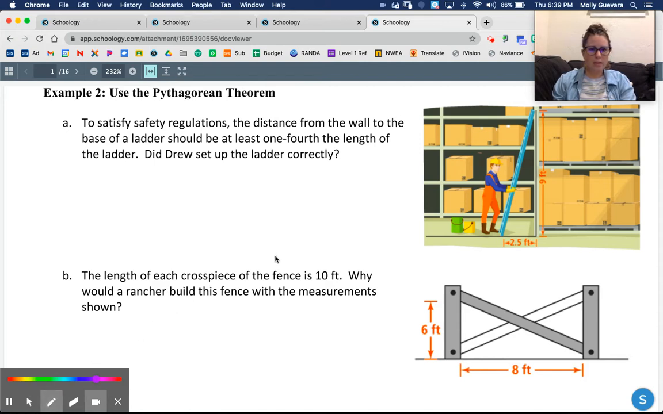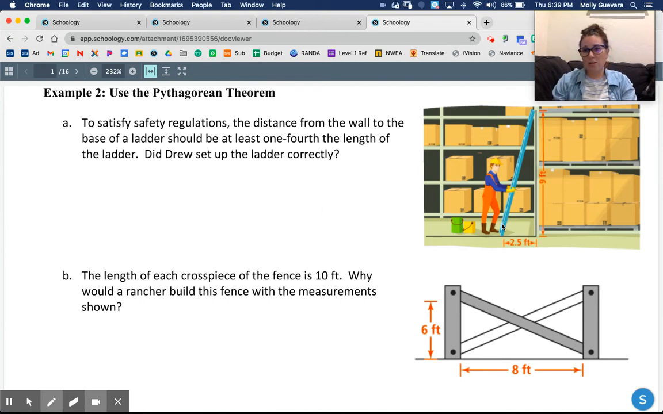Okay, A says, to satisfy safety regulations, the distance from the wall to the base of the ladder should be at least 1/4 the length of the ladder. Did Drew set up the ladder correctly? So whatever the length of the ladder is divided by 4 is the smallest distance I can have between the wall and the base of the ladder. Right? If I go any smaller, that ladder will be too vertical and it could risk falling over.